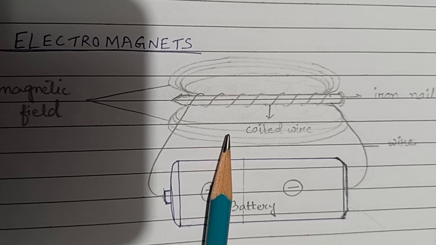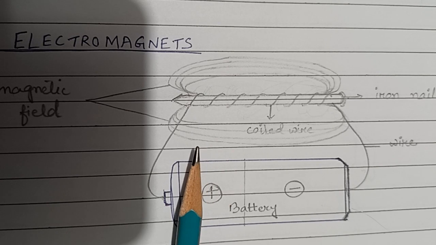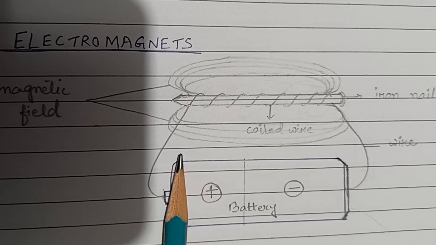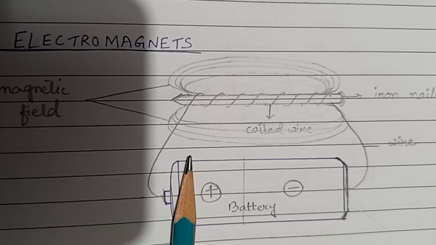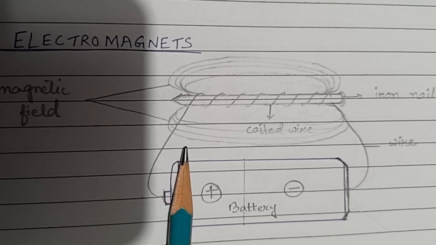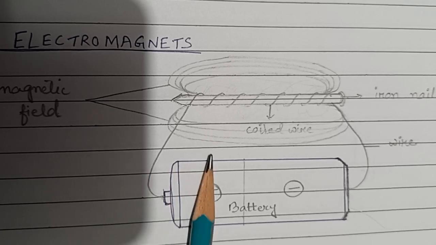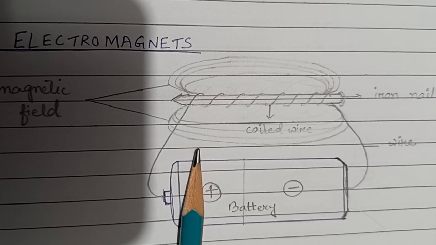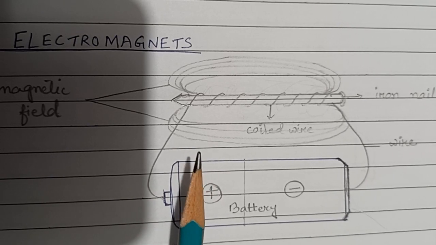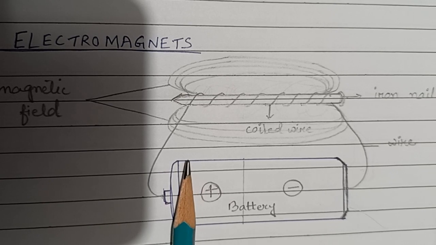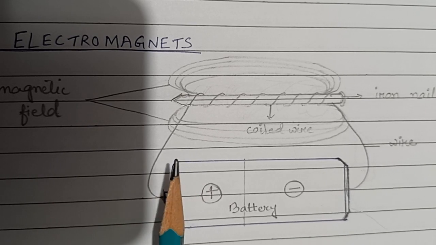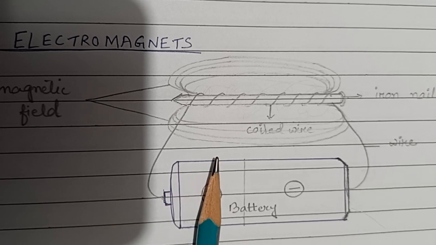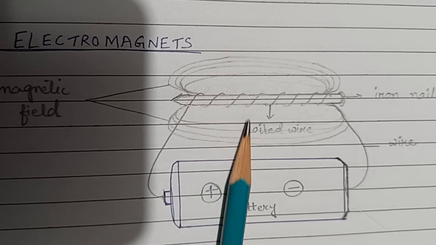So it's a temporary magnet. It is different from a permanent magnet, right? Because as soon as the current stops, it loses its magnetic properties. That's why this electromagnet is also called a temporary magnet, because it loses its magnetic properties as soon as the current stops flowing through the coil.